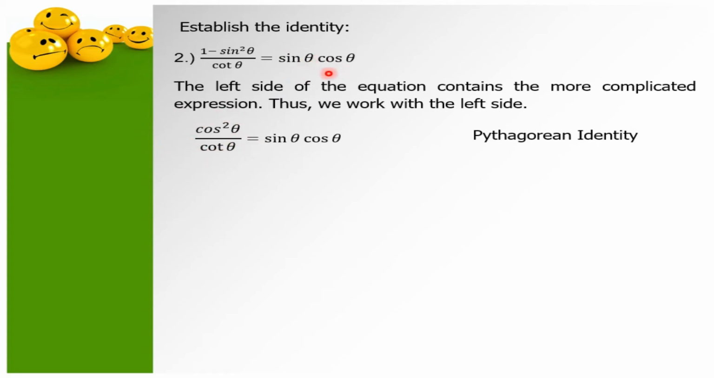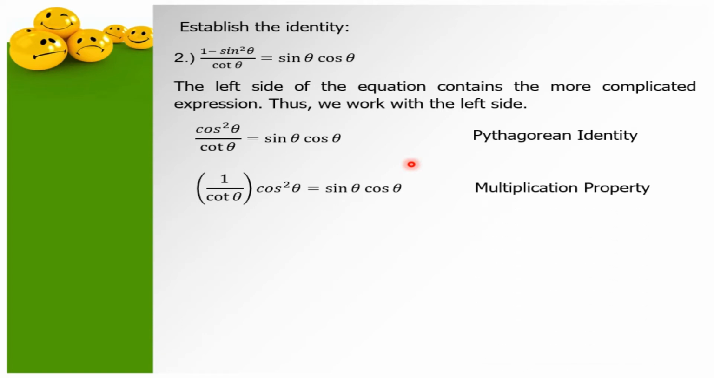So, again, yung right side of the equation, wag natin galawin. Okay, we have here cosine squared theta over cotangent theta. Okay, next. So, we factor out cosine squared theta or we use the multiplication property. Okay, factor out natin or ilabas natin yung cosine squared theta. This gives us 1 over cotangent theta times cosine squared theta. Okay, equals sine theta times cosine theta.